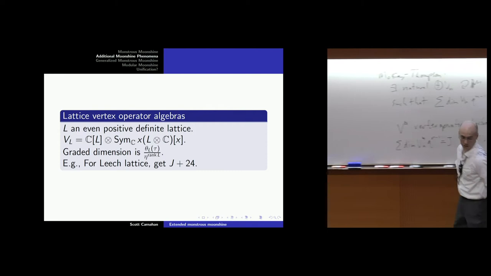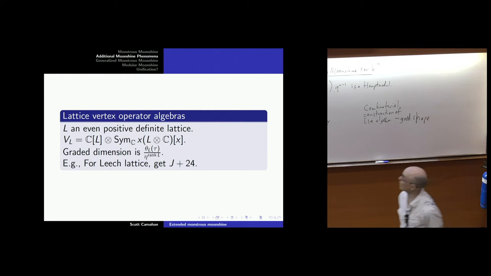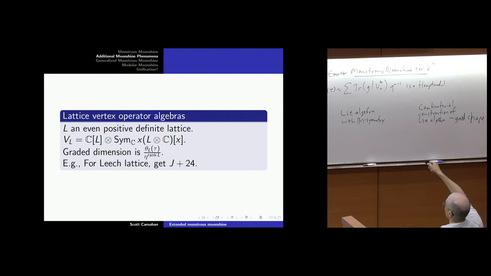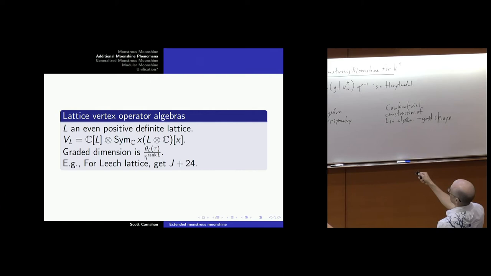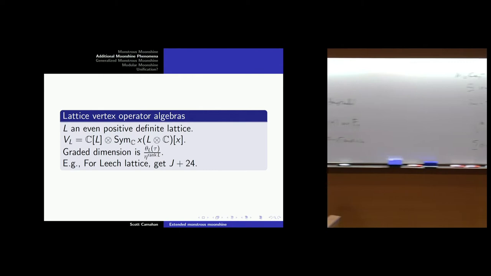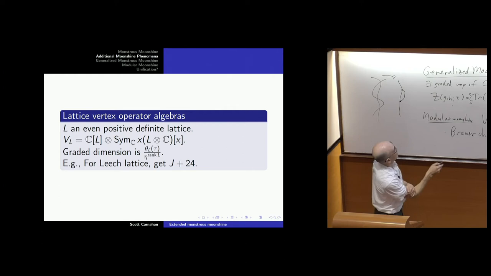And so the basic example, in fact, the one that motivated the definition of these objects, comes from even positive definite lattices. If you have such an object, then you can form this infinite dimensional vector space. You take the group ring, and you tensor it with this sort of symmetric algebra. So this piece on the right is more or less as big as a polynomial ring. And you're sort of taking a polynomial ring in polynomial rings. And so it's big and infinite dimensional, but it's not super bad. I'm not going to write down the multiplication operation because that's a little horrifying.